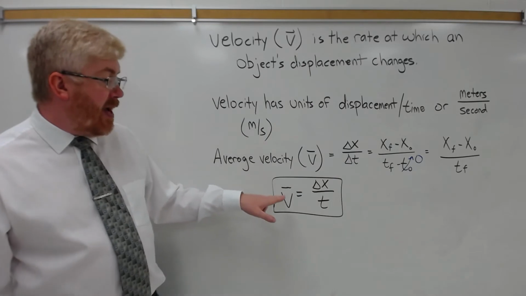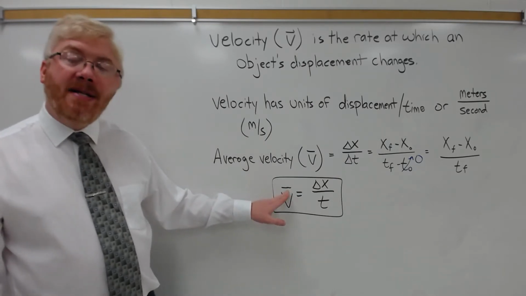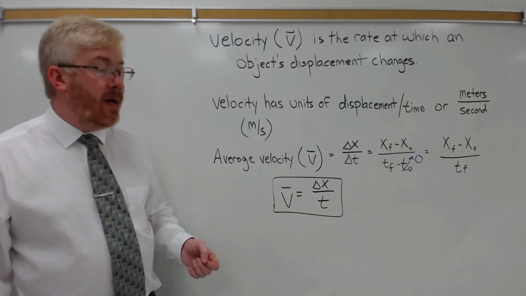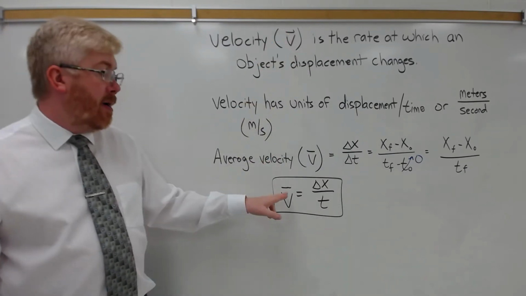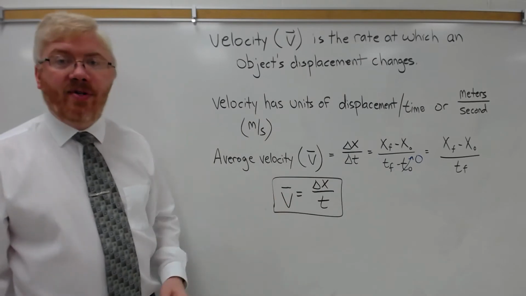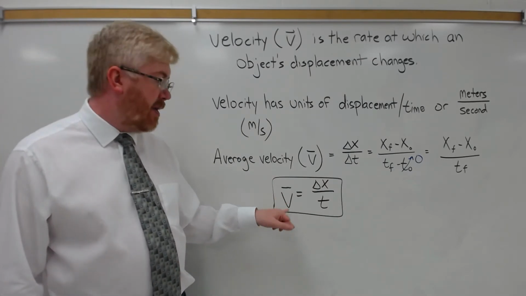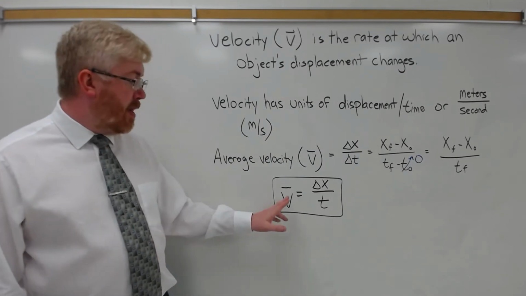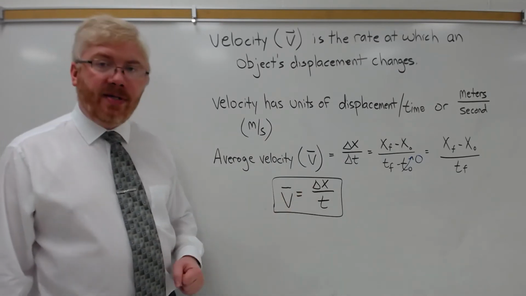So our average velocity with a little bar above it, this bar means average. Notice there's no little arrow on it. It is a vector, velocity is a vector, but you can't show it as a vector and an average very well. You have 2 bars, it's kind of silly. So I'm just using the nomenclature your textbook uses. So average velocity is displacement over time.